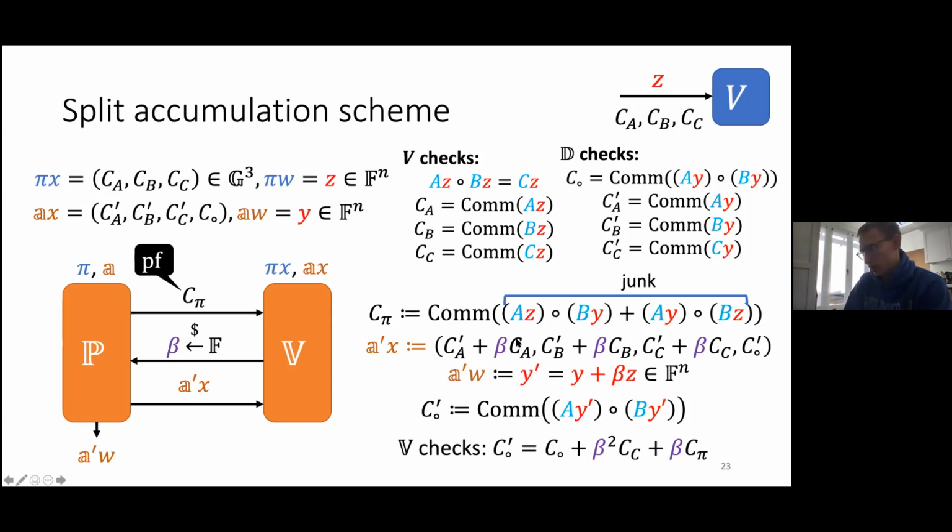And so we have one here, one here, so 2, 3, 4, 5. So it needs to do 5 scalar multiplications in this group in order to perform this. There's an optimization where you can actually combine CA and CB into a single commitment, and then you get from 5 to 4. So you can actually even reduce it further.